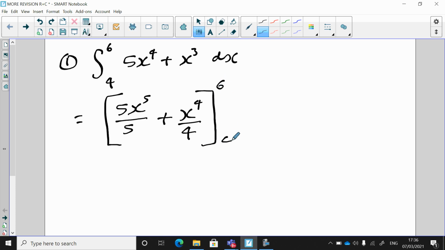It's not necessary to move them over there. Sometimes people say that's just a matter of convention. And if there's anything I can simplify up top, like the 5 over the 5, they'll cancel each other out, so I'll probably do that. And so it'll just give me x to the 5 plus x to the 4 all over 4.